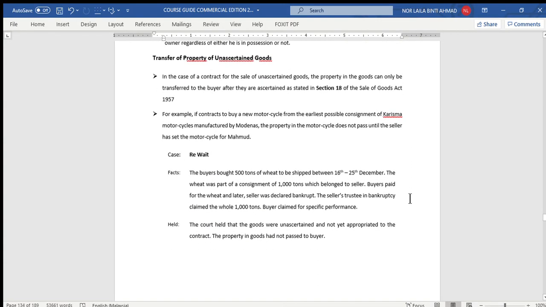Okay, there are two types of goods as you learned in our previous lectures. First is uncertain goods.